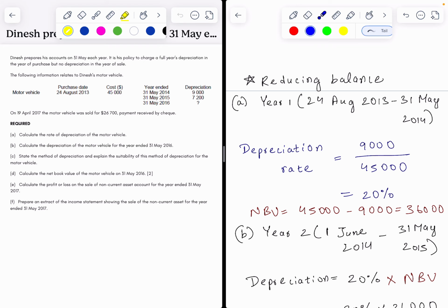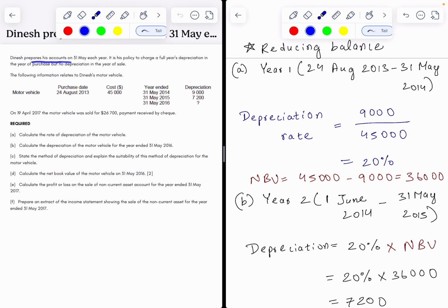Today we have got a practice question for the topic non-current assets and depreciation. So you can see the question on the left hand side of your screen, and on the right hand side we have got all the workings which I'll go through and explain to you step by step. What I need you to do now is focus and follow through for an excellent understanding. With that being said, let's begin.